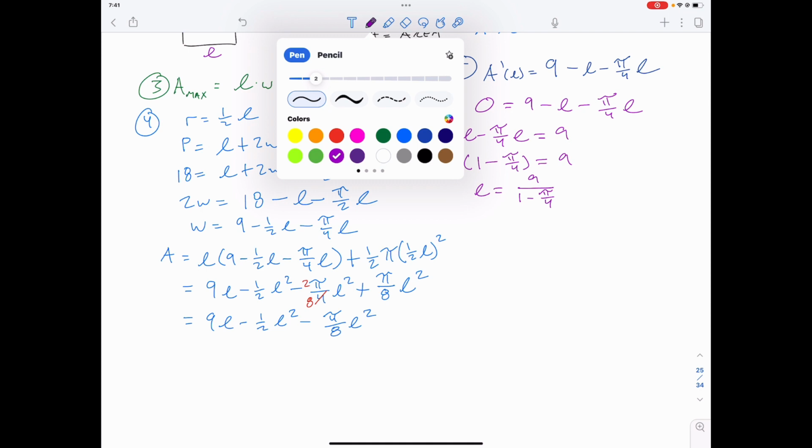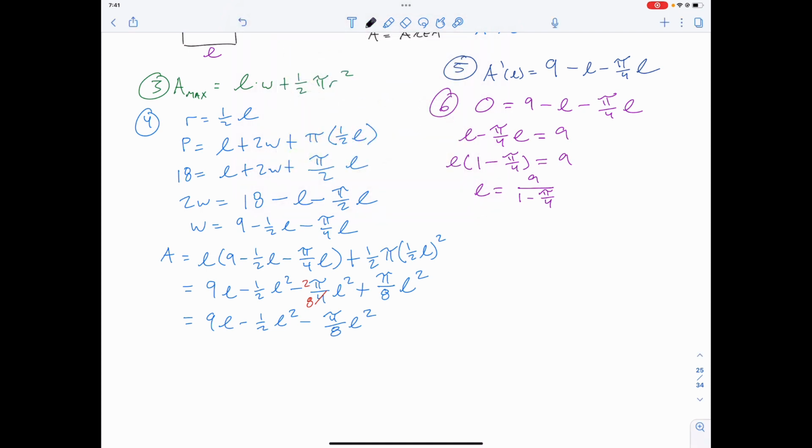Because that's my only critical number, I'm going to use that for my first derivative test. Now, I might want to put it in my calculator and see what this is so that I could actually find something for there, because you're probably not going to know off the top of your head what 9 over 1 plus pi over 4 is going to be. So that's about 5.04.